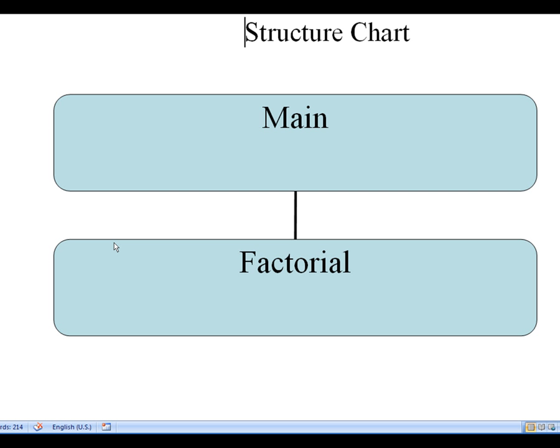You all have the definition for the problem of part A. We're going to use a recursive function to calculate the E or Neperian number. Your structure chart would basically look like this. You have the main and then a function factorial which you're going to be calling.